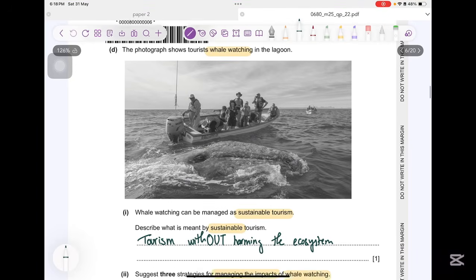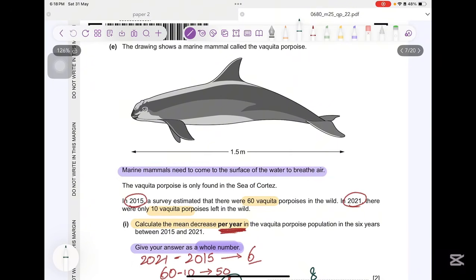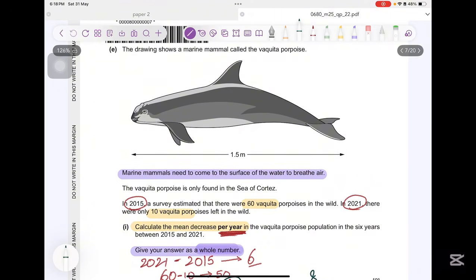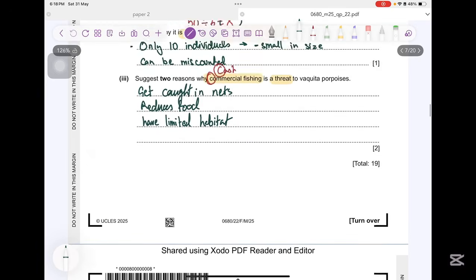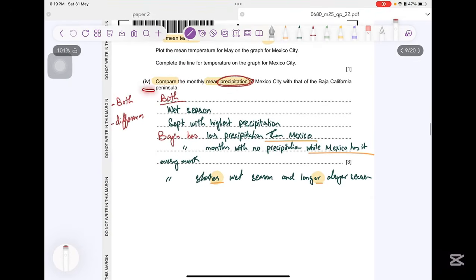Pictures and passages. They give you details and give you hints to your answers. In this question, your hint was that marine mammals need to come to the surface in order to breathe, okay? Take this as a hint for whatever question comes next. When they say compare, you will have to write both parts. You're gonna write how they're similar and how they're different.